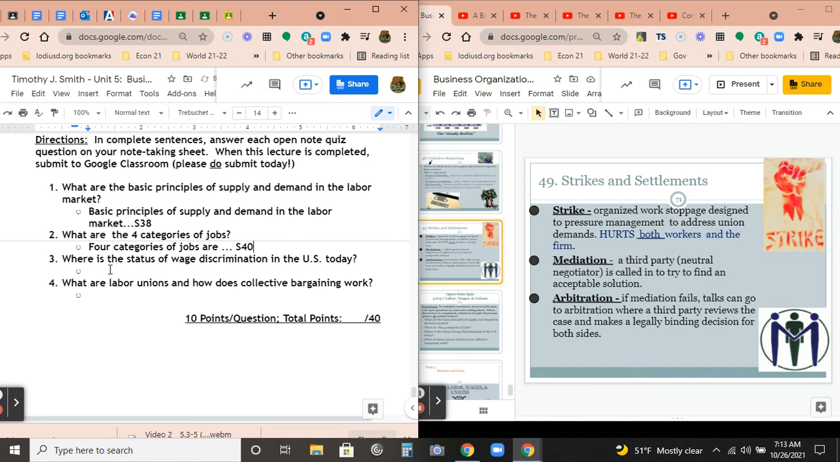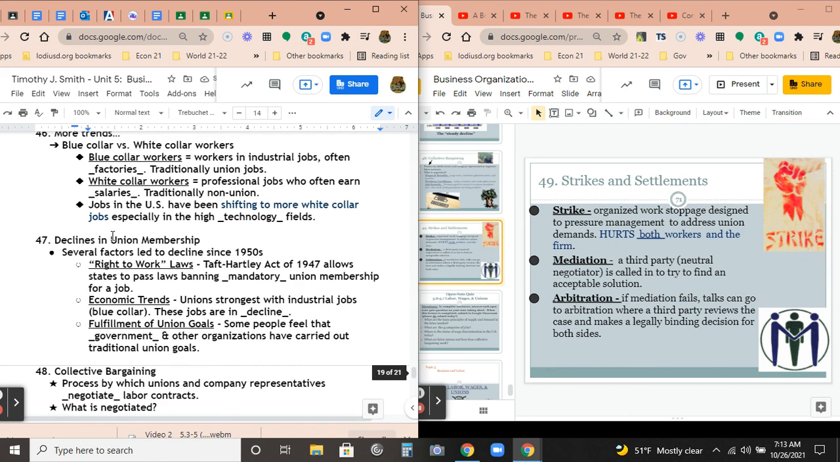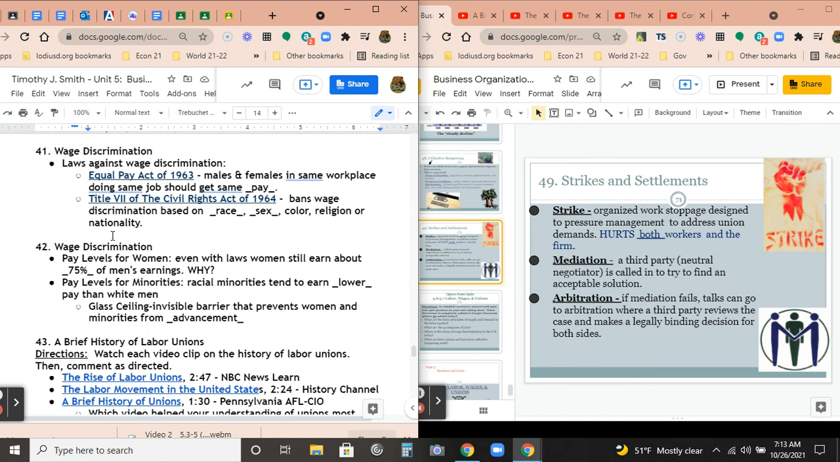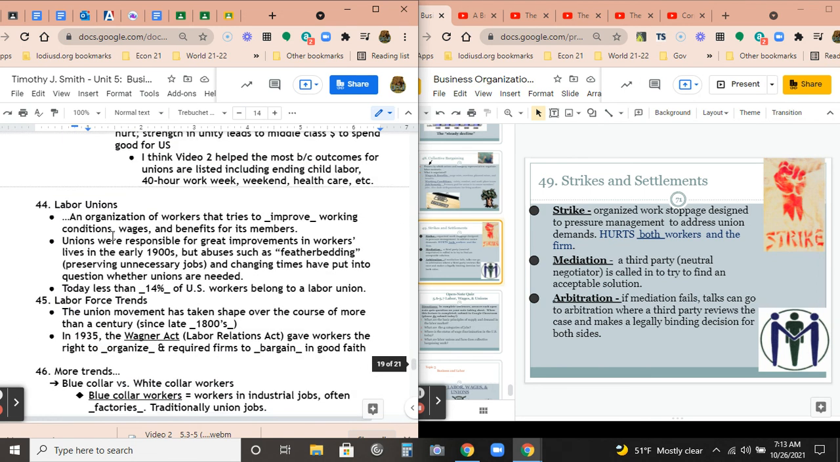What is the status of wage discrimination? Wage discrimination persists in the U.S. as women make 12% less than men. Slide 42, I think, covers that.